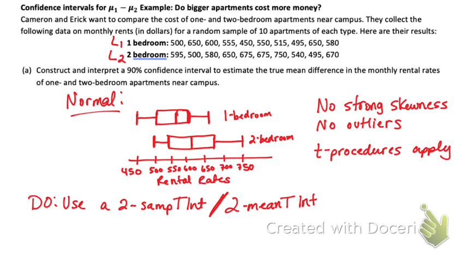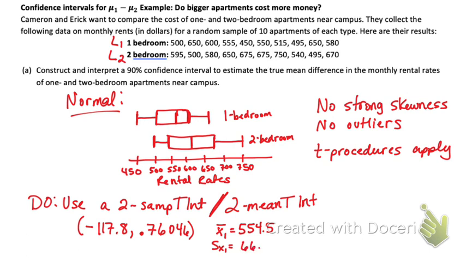Look at what your calculator gives you. Not only does it give you the interval, which is, what is the low estimate of the difference? Negative who what? And what is the upper amount of the difference? 0.76. Not only does your calculator give you that, but it also found the mean of the one-bedroom apartments, which was 554.5. It found the standard deviation of the one bedroom apartments, which was 66.64. And it found the mean of the two bedroom apartments, which was 60. And it found the standard deviation of the two bedroom apartments.